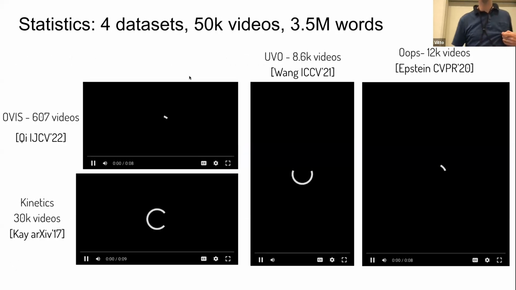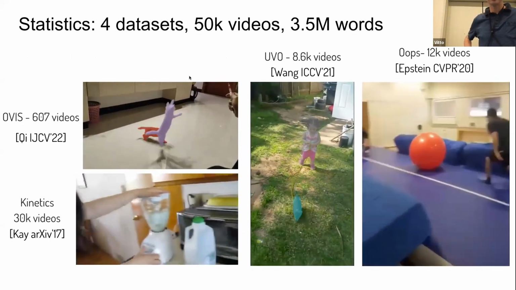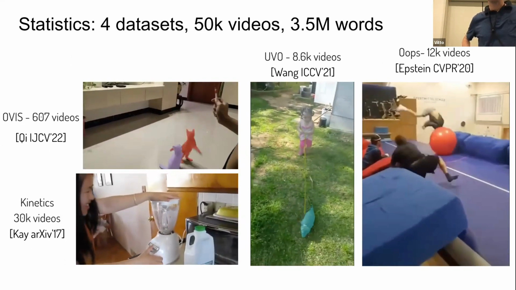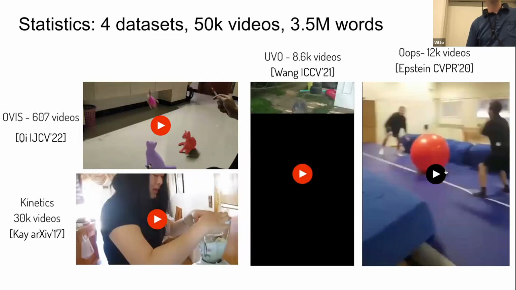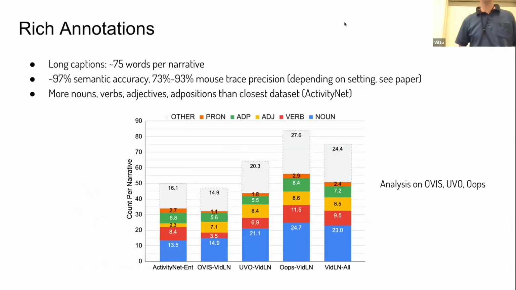Here is what we built, 50,000 videos. This is all available on our website. 3 million words. Oops is particularly interesting. It is the set of fails, 10-second long videos of fails, which really show stories. UVO and OVIS are video segmentation datasets that show lots of things running around, and it's useful because you get the segmentation masks. So the annotations are really rich.